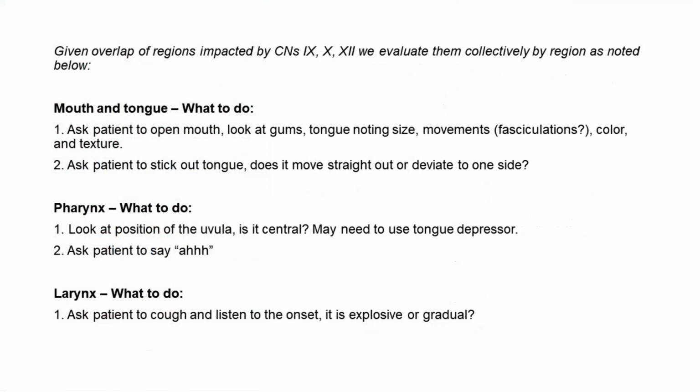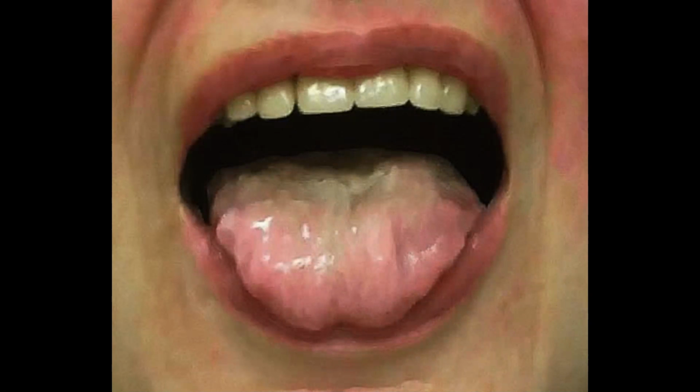Given the overlap of the regions impacted by cranial nerves 9, 10, and 12, we will evaluate them collectively by region. To evaluate the mouth and tongue, ask your patient to open their mouth looking at their gums and tongue, noting the size of the tongue and any movements in the tongue, the color as well as the texture. Ask your patient to stick out their tongue and notice, does it move straight out or deviate to one side?